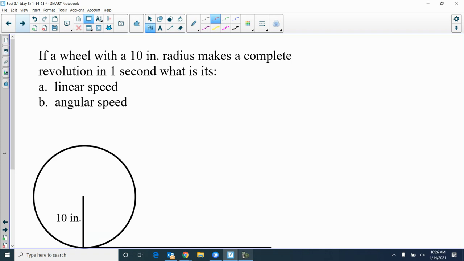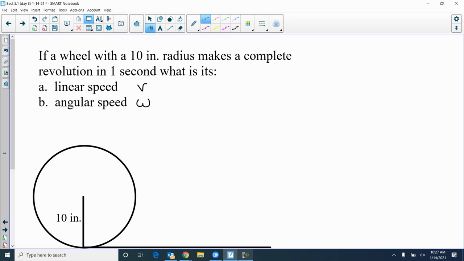If a wheel with a 10-inch radius makes a complete revolution in 1 second, what is its linear speed and what's its angular speed? The notation wise is like a little cursive V, and then this is the Greek letter omega. Looks like a W. Well, what's the linear speed? Linear speed is the distance of travel. If it makes one revolution, how far will it have traveled? Josh? The circumference. That's it.